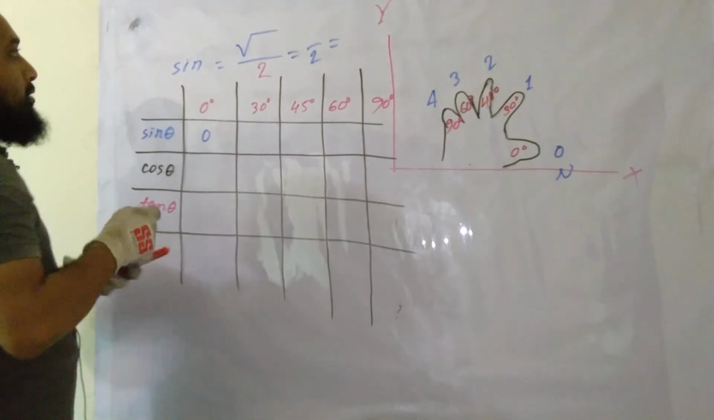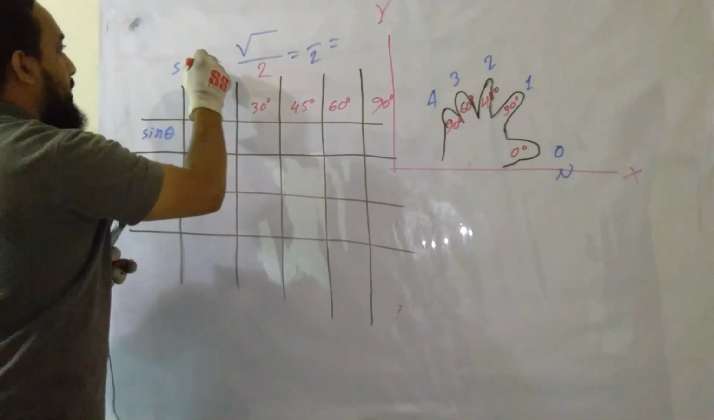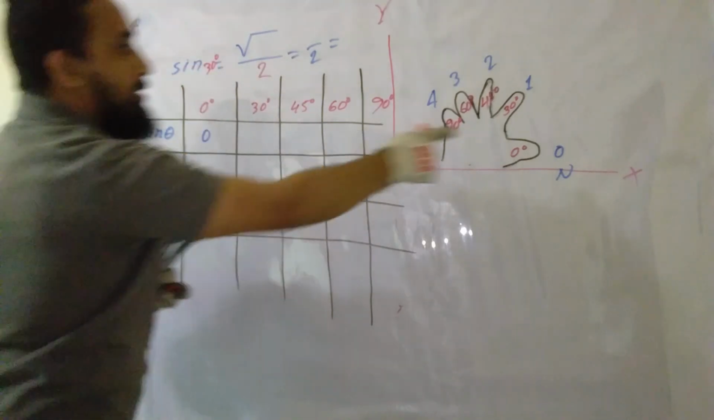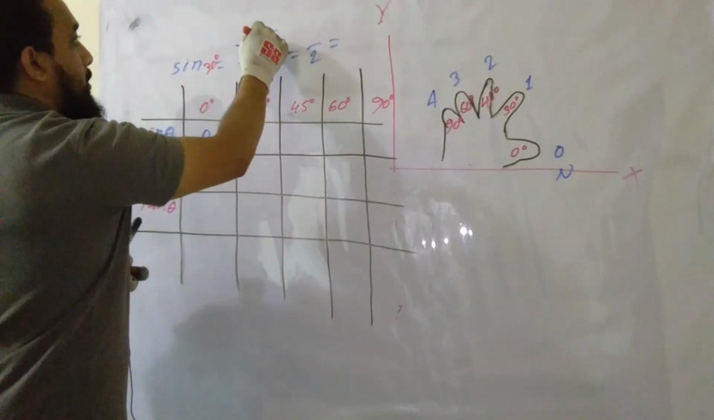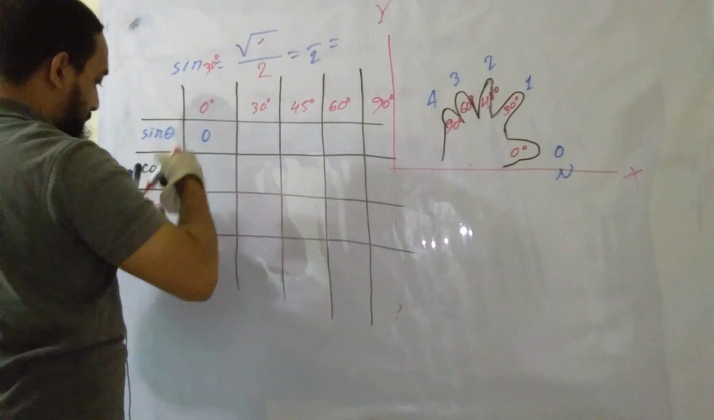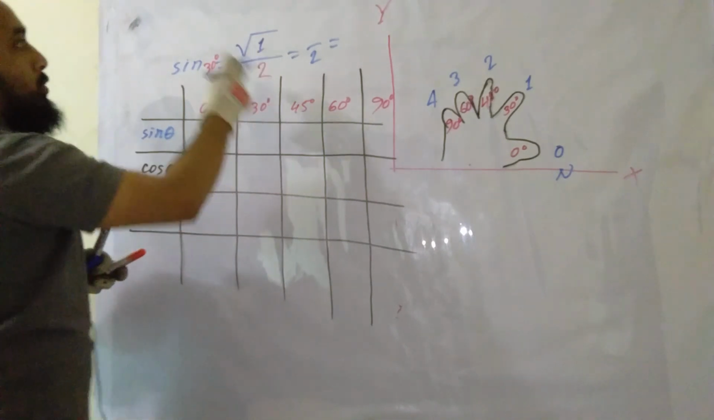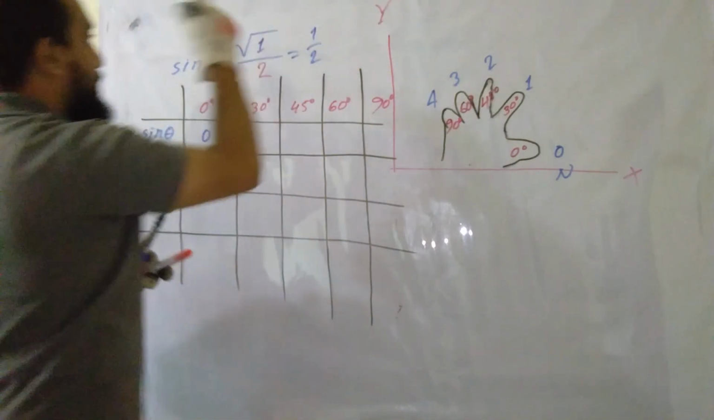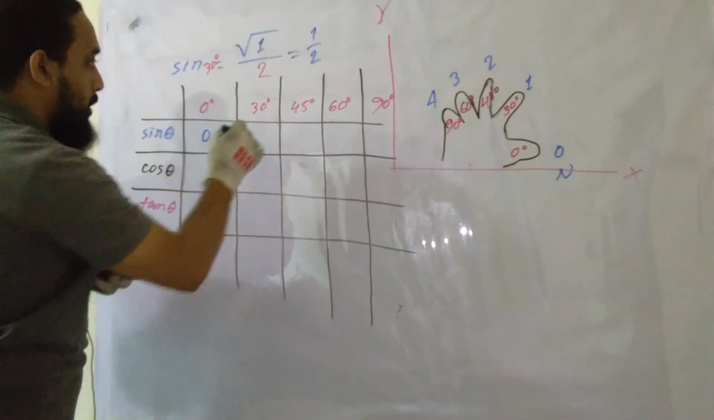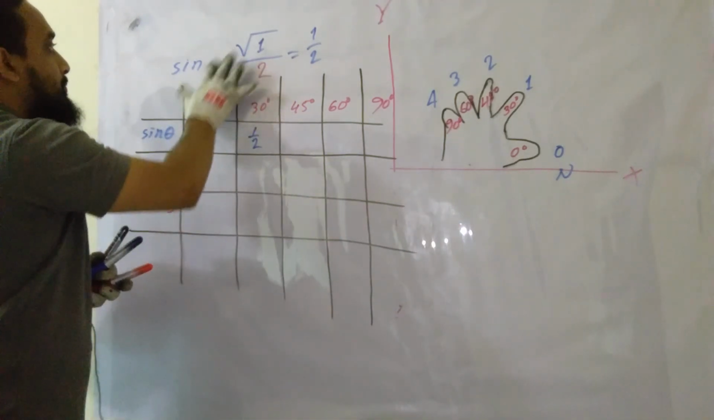What is it? It is 30 degree, right? 30 degree is the first one. So root over 1 divided by 2. Root over 1 means 1, divided by 2. So 1 over 2. The value of sine 30 is equal to half. Go for the next one.